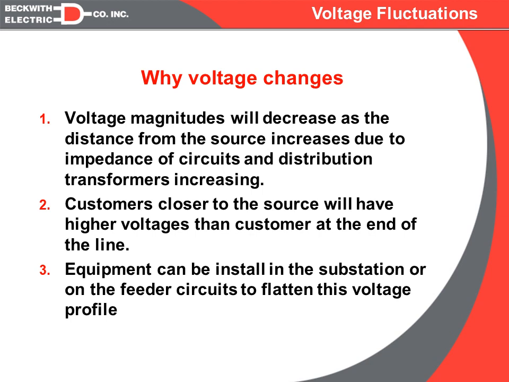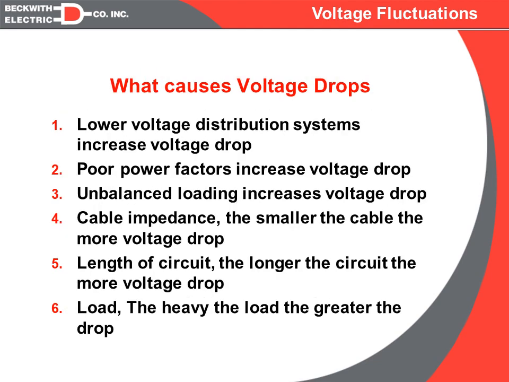So the idea is to try to flatten the profile, which in essence is saying that we want to minimize the amount of voltage drop across the circuit. So what causes the voltage to drop across the circuit? Well, the very first thing is the actual voltage level. Most of the power is kVA, so the higher the voltage, the less the amount of current required to deliver that same amount of power. Less current, therefore, causes less voltage drop.